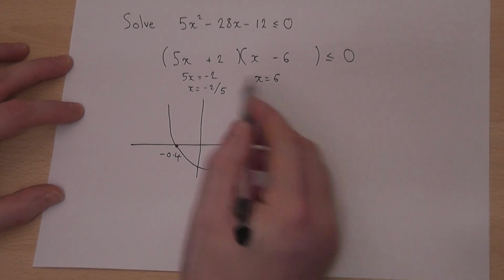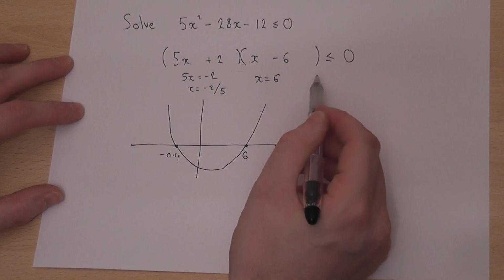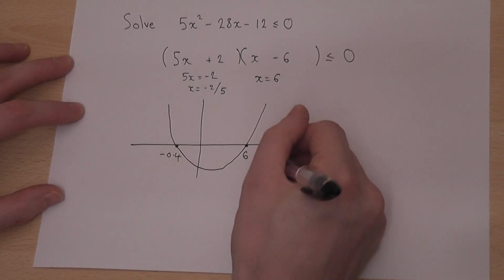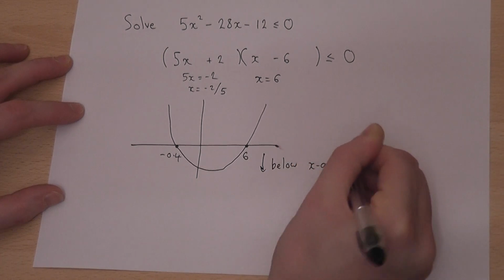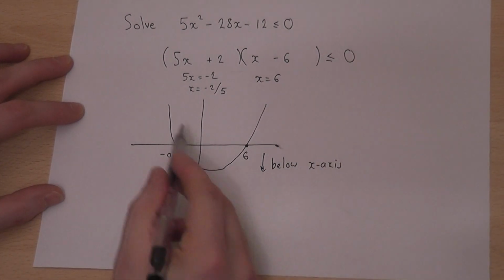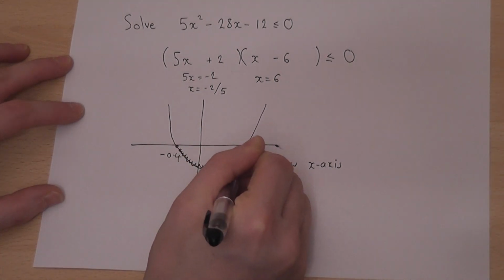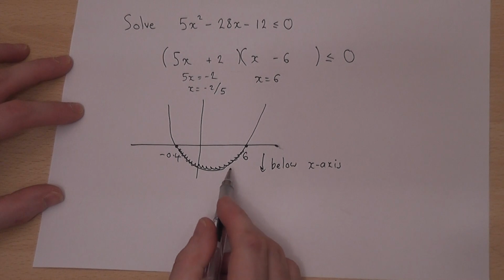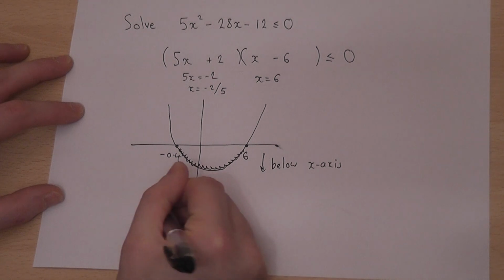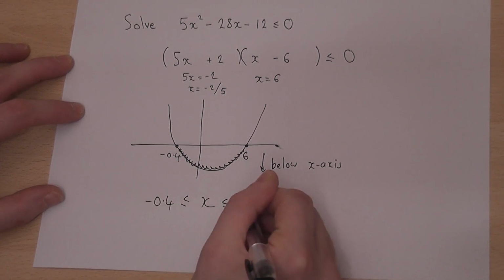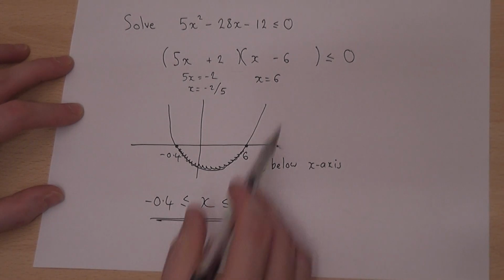Now the question is saying, when is this function less than 0? And that means for what values of x is this graph below the x-axis? In other words, when is y negative? Now this graph is below the x-axis here. So the values of x for which this is true is when x is between minus 0.4 and 6. So this is the solution of the inequality.